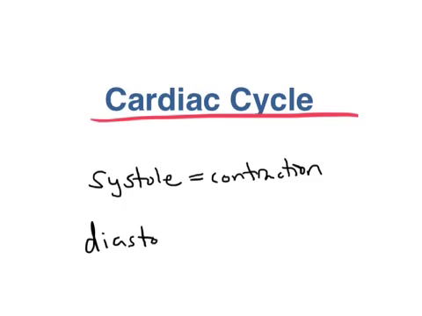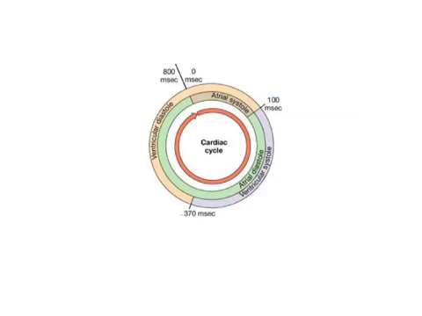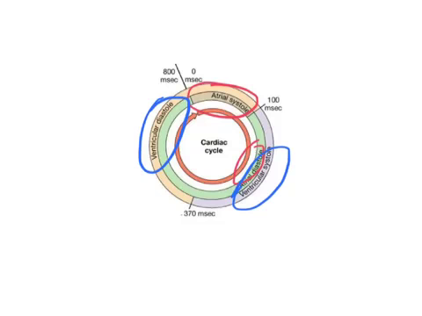Diastole is relaxation. So when you see the term diastole or diastolic, think relaxation of the heart muscle. In a single heartbeat, you have to consider both the atria and the ventricles. So you have atrial systole and atrial diastole, but you also have ventricular systole and ventricular diastole.